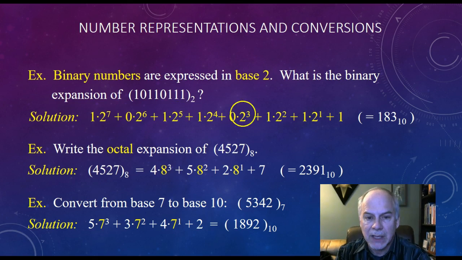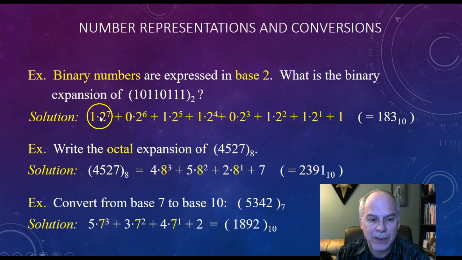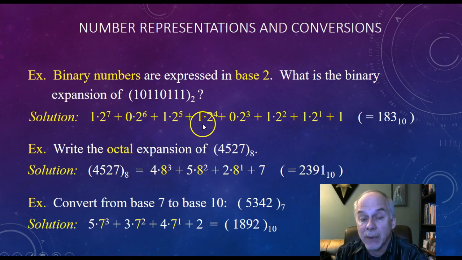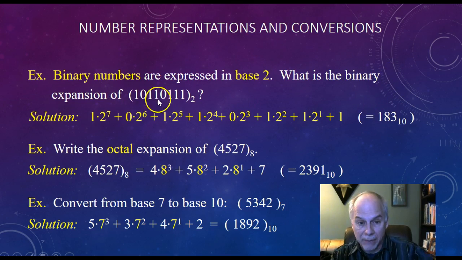All right? Now, if you do the calculations and take 2 to the 7th power and take one of those, and then take 2 to the 5th power and take one of those. Of course, we don't have any 2 to the 6th because it's 0 times that. Anyway, add 1 times 2 to the 4th and add 1 times 2 to the 2nd and add 1 times 2 to the 1st and then add 1. You get our regular base 10 number of 183. So, in other words, that binary number is equal to 183 in base 10.